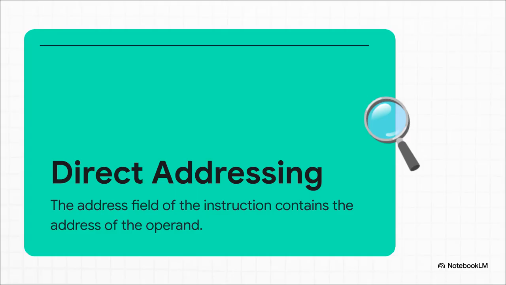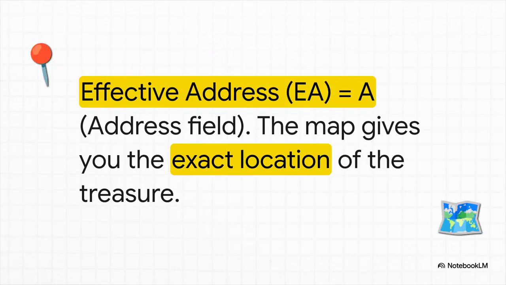Okay, so what if the treasure isn't on the map? Well, our next clue is called direct addressing. Now, this is more like a classic treasure map. The instruction doesn't have the treasure, but it gives you the exact X marks the spot location where it's buried. The formula for this is about as simple as it gets. The effective address, where the data actually is, is just the address that's written right in the instruction. It's like the map is giving you the exact GPS coordinates. You just go to that spot and boom, there's your treasure.